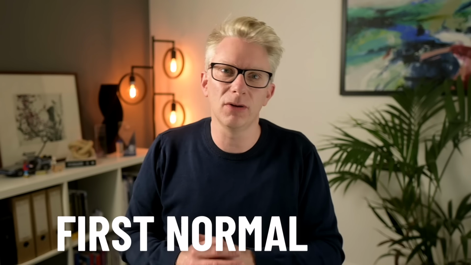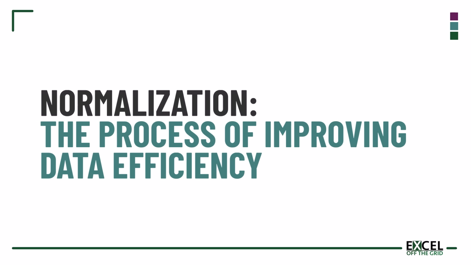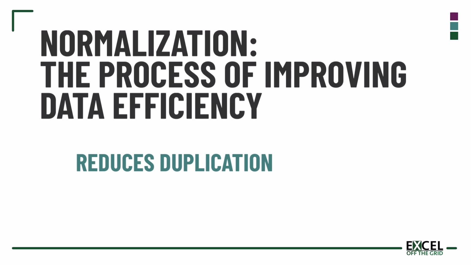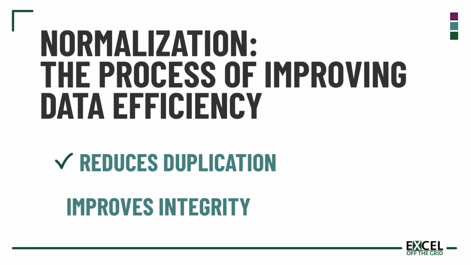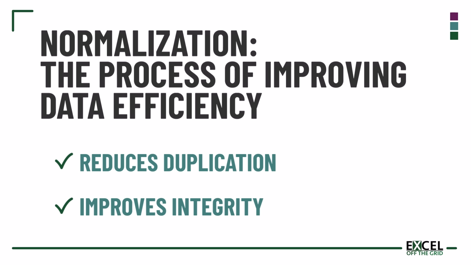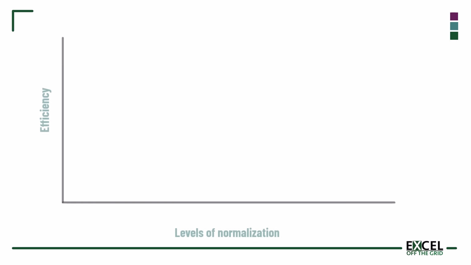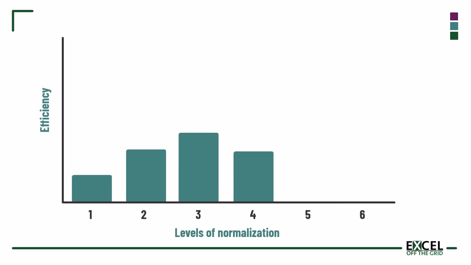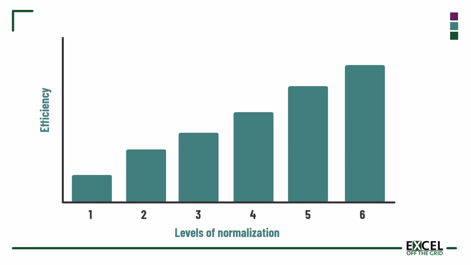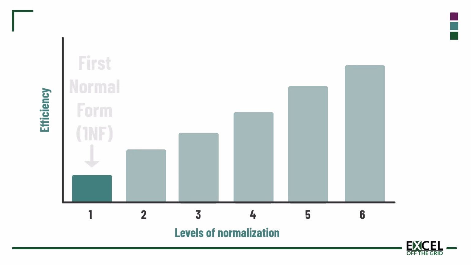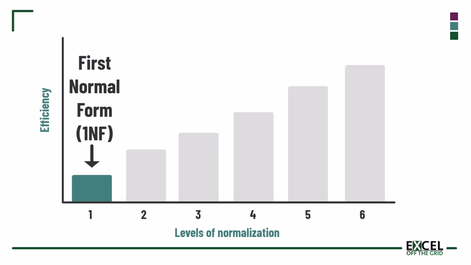The concept we are looking at is first normal form. In database terminology, normalization is the process of improving the efficiency of holding data. It reduces duplication and improves integrity, which makes the data easier to work with. Now, there are different levels of normalization, where efficiency benefits improve with each subsequent level. The most basic level is known as first normal form.